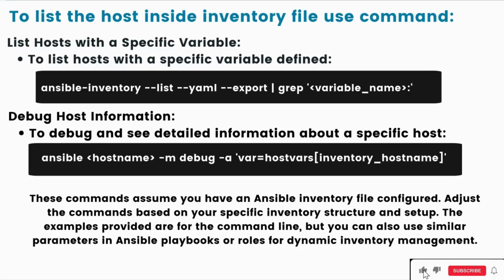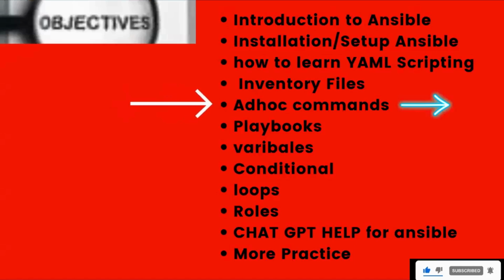These commands assume you have an Ansible inventory file configured; adjust the command based on your specific inventory structure and setup. The examples provided are for the command line, but you can also use similar parameters in Ansible playbooks or roles for dynamic inventory management, right? So this is all for this particular section, and we will next talk about ad hoc commands.